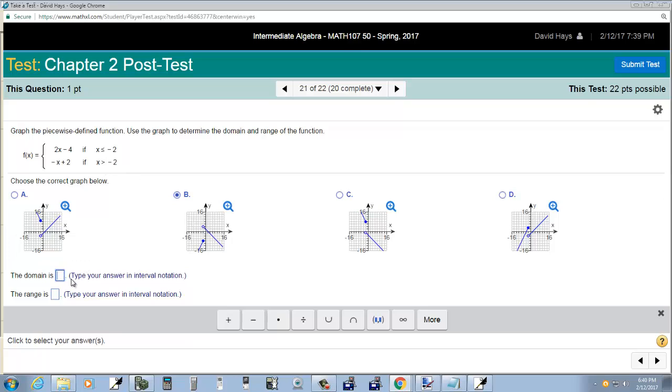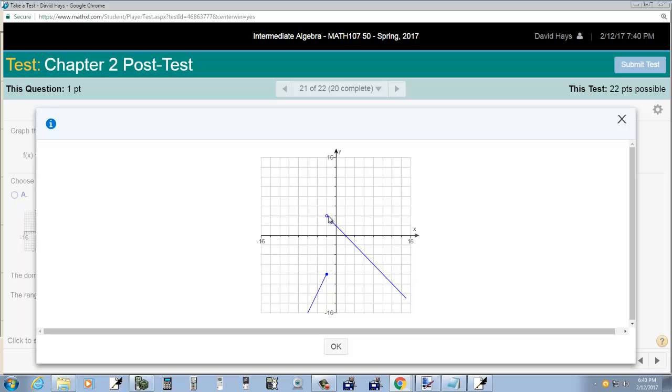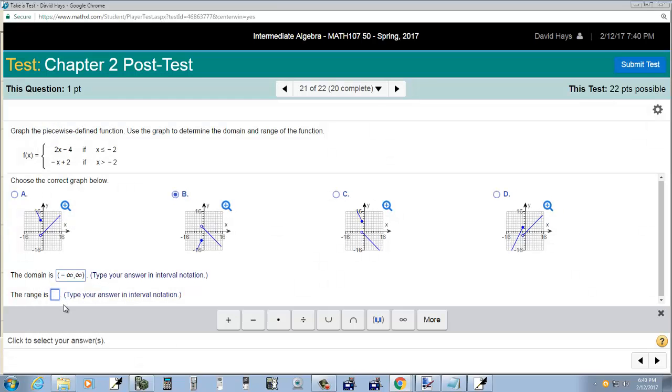Now our domain, it exists everywhere. So that's negative infinity, comma, positive infinity. Range. Looks like it's got a highest point right here, and then this goes down forever, and this goes down forever. Question is what this point is. Let me zoom out a little bit. I see this highest point here is at y equals 2. But it's an open dot, which means it doesn't actually include it. So we're going to have it go from negative infinity, that's our lowest point, comma 2, and then parentheses on 2 because it doesn't include the 2.